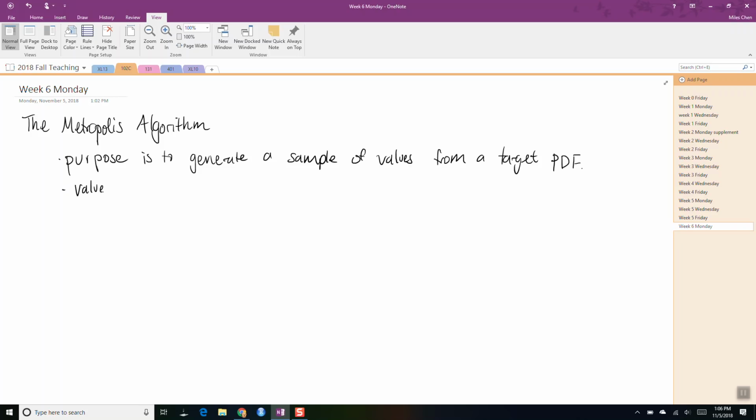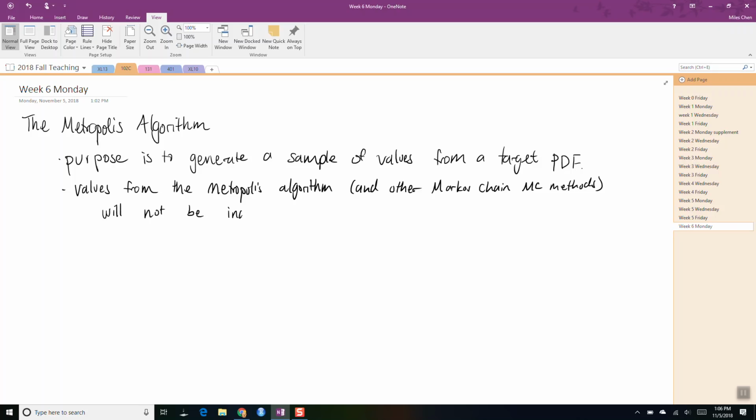So values from the Metropolis algorithm and other Markov chain Monte Carlo methods will not be independent, okay? In contrast to inverse CDF and rejection sampling, convolutions, those produce independent values.